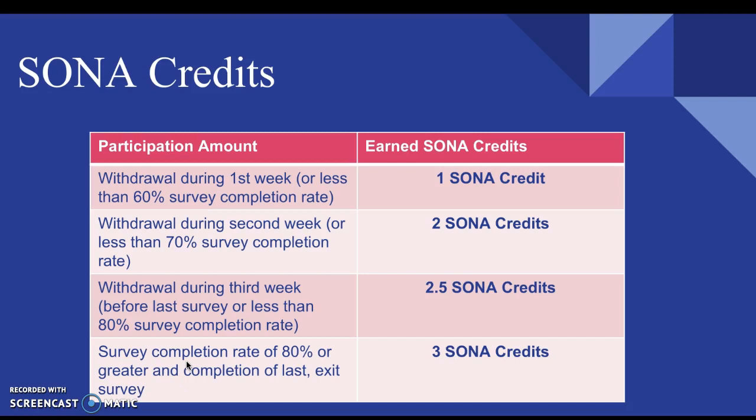You'll receive 2.5 SONA credits if you withdraw during the 3rd week, or before the last survey with less than 80% completion rate, but greater than 70. And finally, to receive the 3 full SONA credits, you must complete at least 80% of the surveys or greater, and completion of the last exit survey and the initial survey.